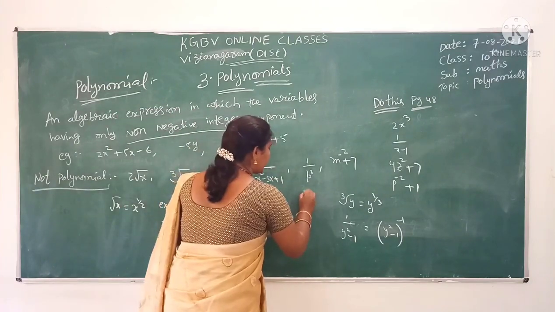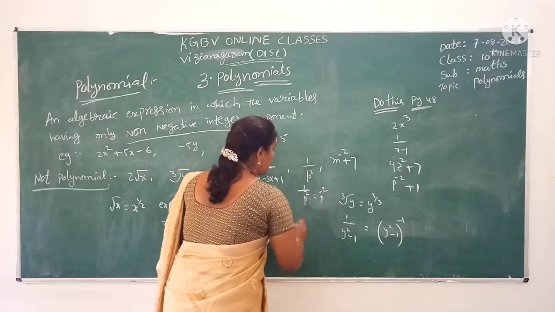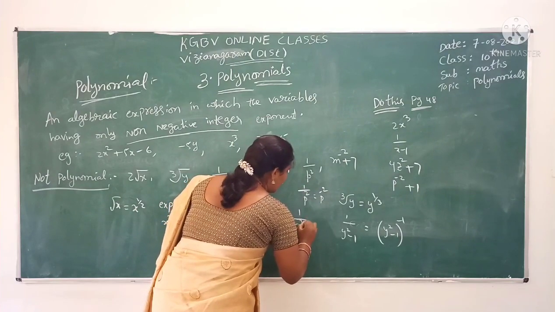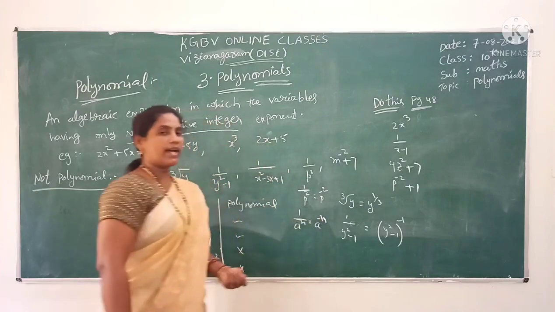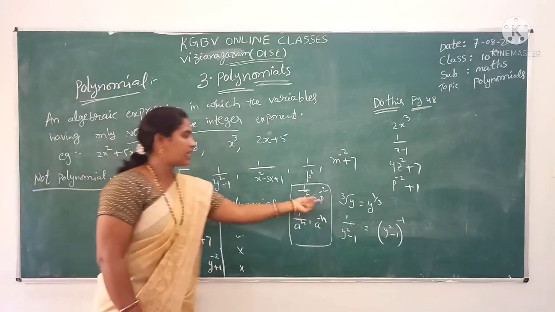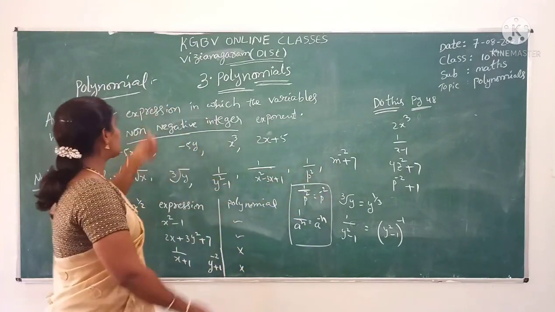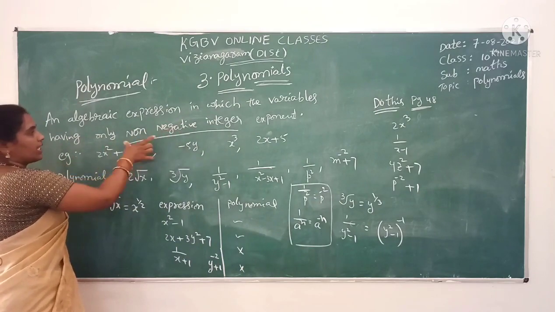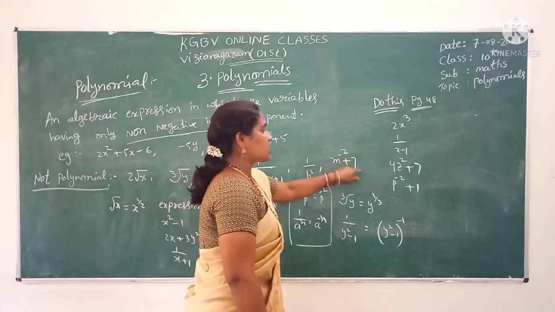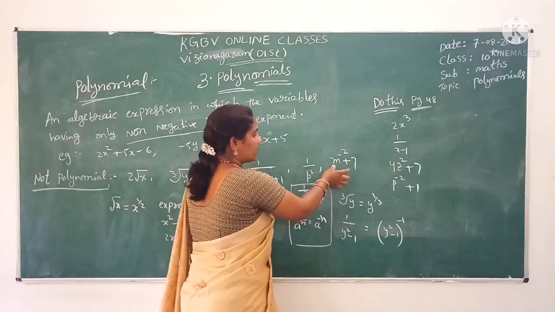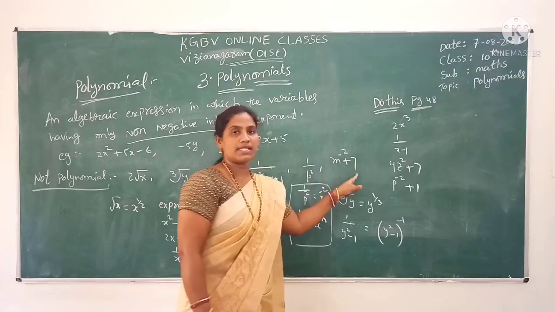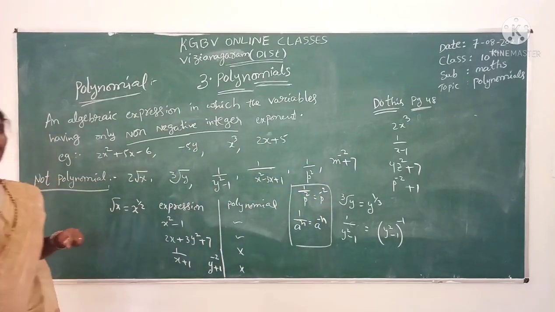1 by t square can be written as t to the power of minus 2. Already we have learned in earlier classes that 1 by a power n is written as a to the power of minus n. So the variable has a negative exponent. Our definition says the variable's exponent must be a non-negative integer. Next, m power minus 2 plus 7. What is the variable? M. This variable has a negative exponent. So m power minus 2 plus 7 is not a polynomial.